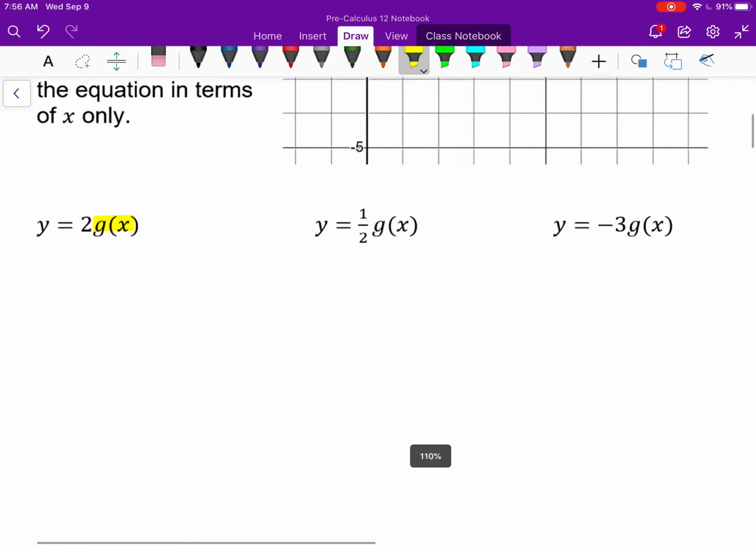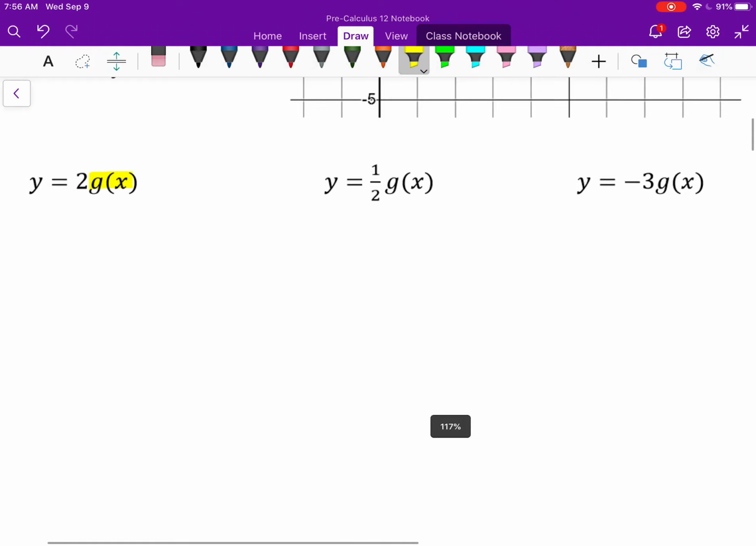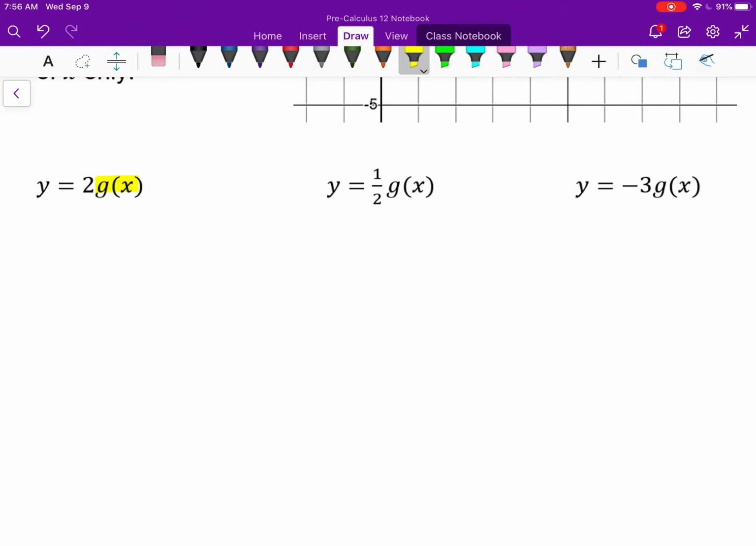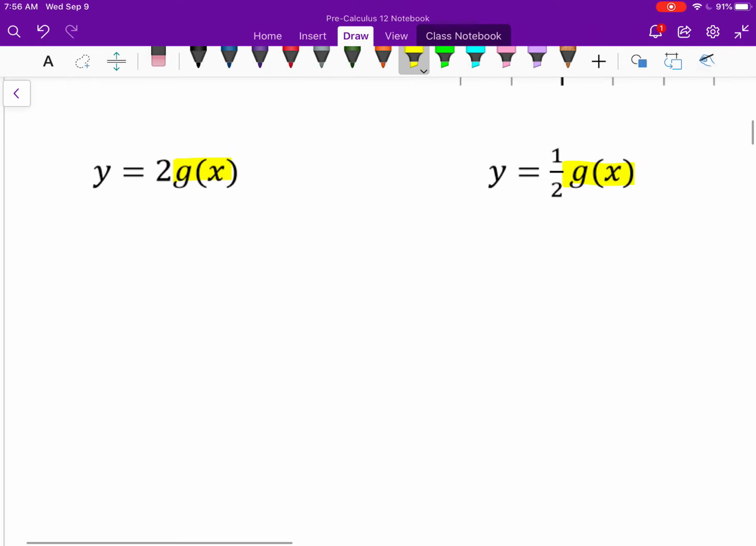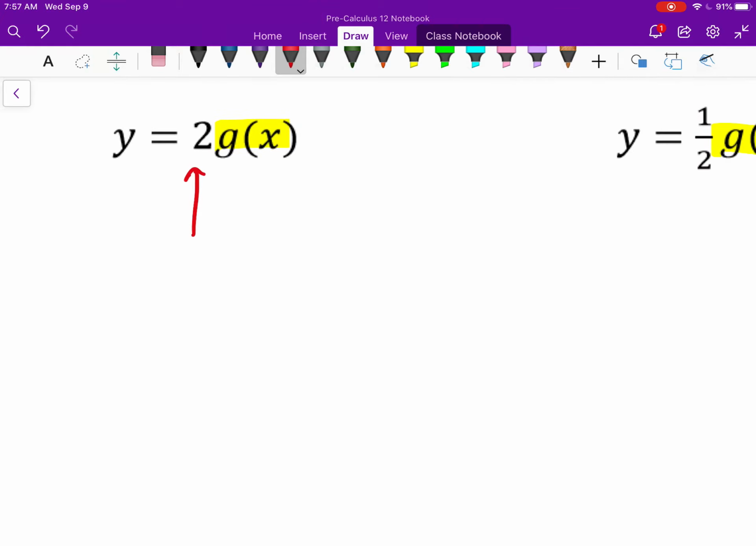Remember, none of these 3 equations down here can be graphed unless we refer back to what g of x represents. However, even if I don't know what g of x is, I know the transformations being applied to g of x by just looking at this. For example, in the first one, that 2 in front of the g of x, that means I'm multiplying the entire function by 2. All the outputs are being multiplied by 2. And that is what we call a vertical expansion by a scale factor of 2.